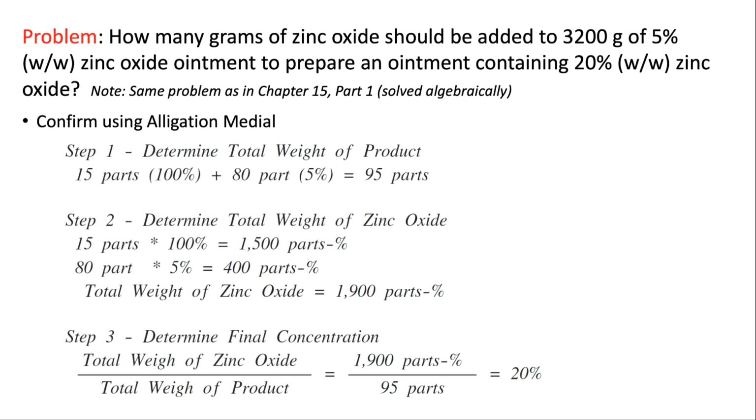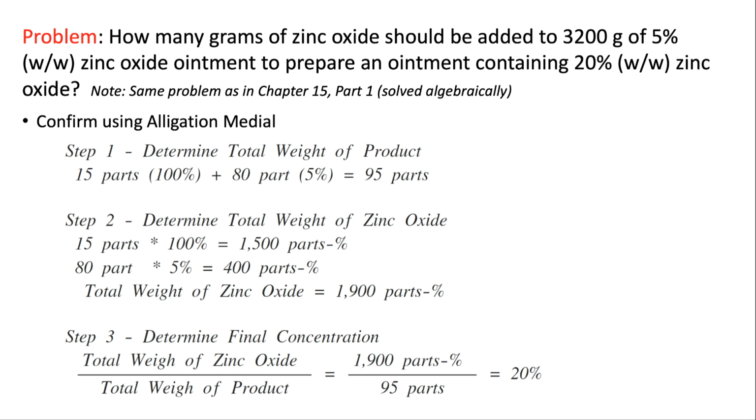Let's determine the total weight of the zinc oxide by taking its number of parts, which we said was 15 parts, times its concentration, which we said was 100%. So 15 parts times 100% gives you 1,500 parts percent. Do the same thing for the 5% concentration, where we said we wanted 80 parts of that, and its concentration is 5%. So 80 times 5 is 400, so we'd have 400 parts percent. Let's add those together. So 1,500 plus 400 equals 1,900 parts percent. So that's the total weight of our zinc oxide in our final product.